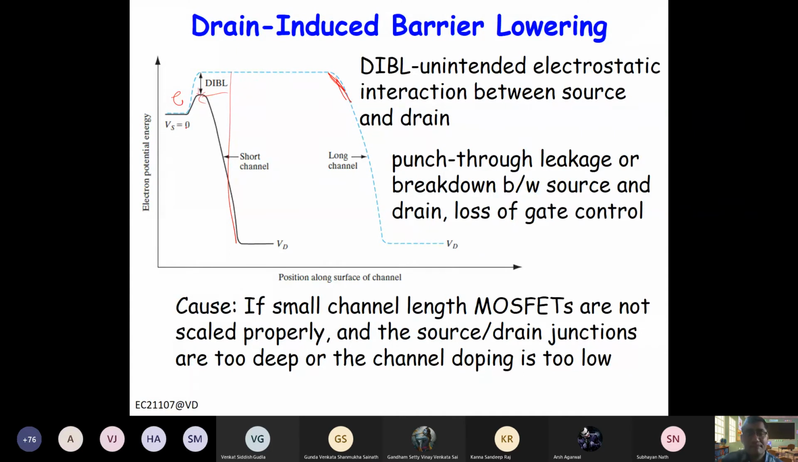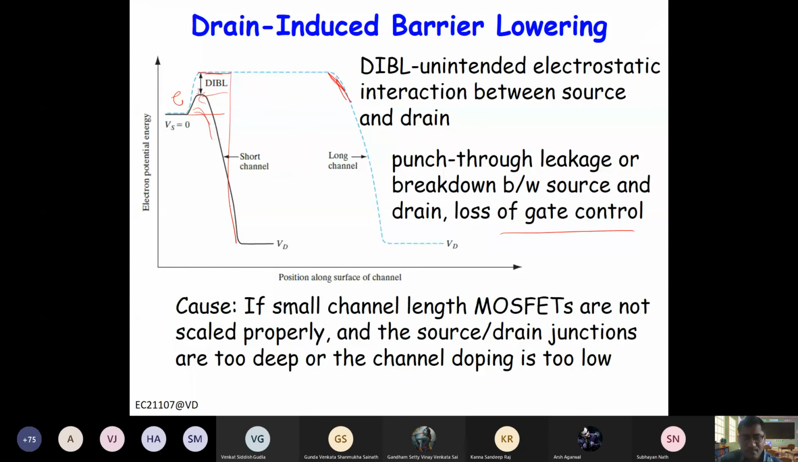The effect is that if this barrier is lowered by the drain, then the gate function is compromised, because this barrier is supposed to be controlled by the gate. Now the drain is controlling it, right? So that causes the loss of gate control. And of course, there will be a leakage current, and there can be a breakdown if you apply higher voltage, if this becomes flat or very small here.